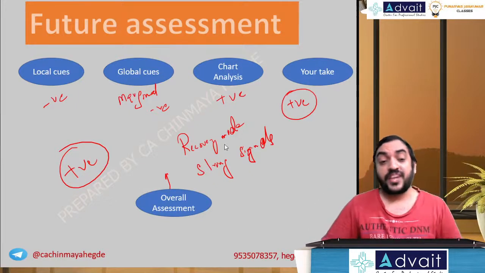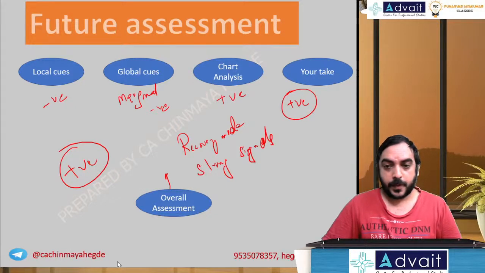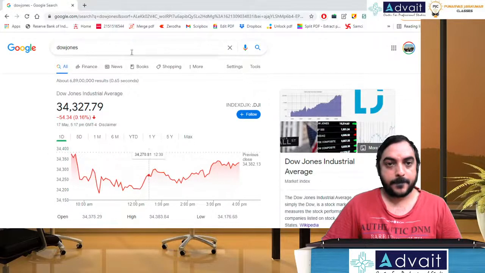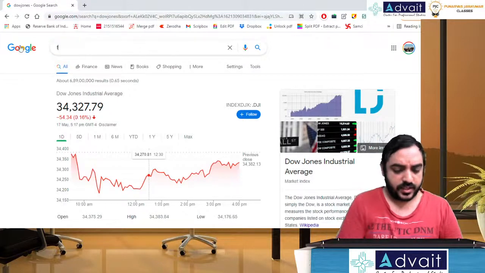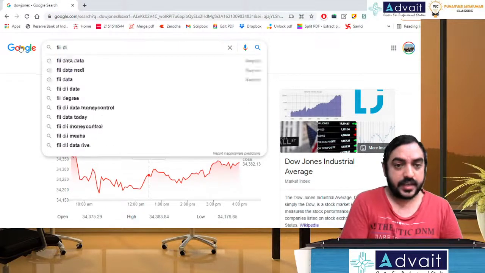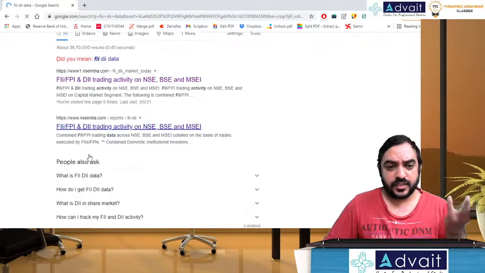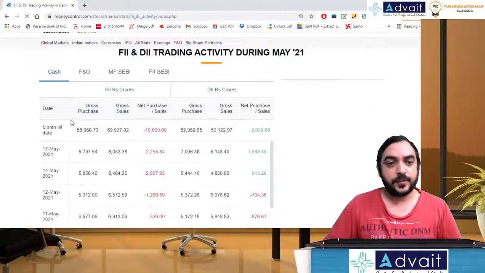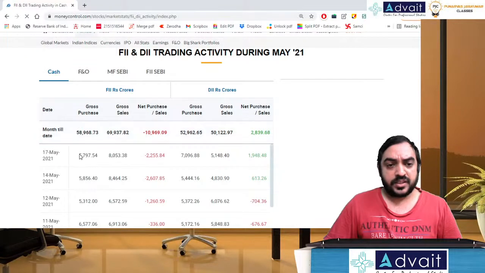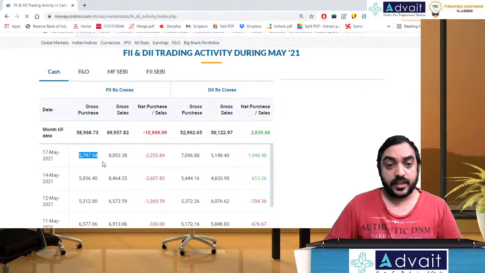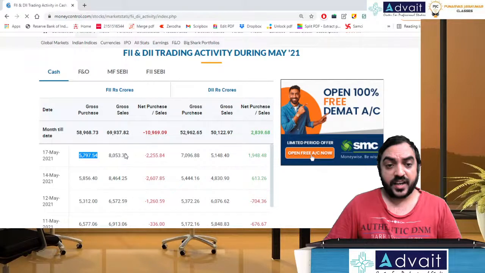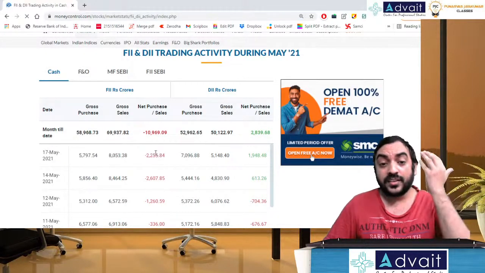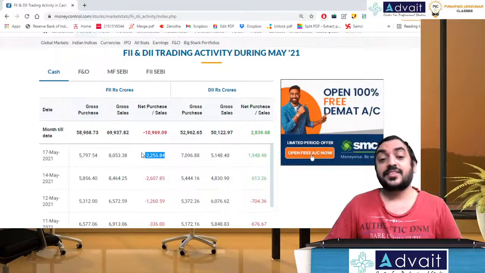Oh, I was supposed to show you the FII data. Sorry, let me just quickly show it to you. Okay, very simple. Just search in Google for FII DII data. You can go to something like Money Control, that will tell you everything. That's the simplest. You can go to any website. You see, in the cash position in the month of May, that is yesterday, 17th May, FII has purchased 5797 crores, and sales were 8,000. Oh, amazing! 2,200 crores, FIIs are still selling.